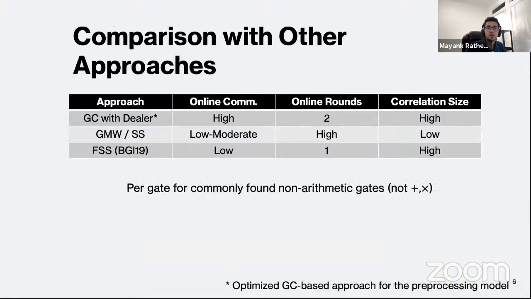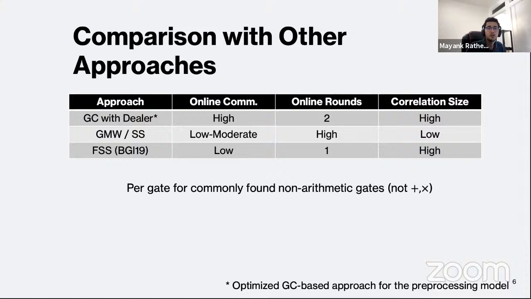So how well does this compare to other approaches for 2PC with pre-processing? For this table, I'd like you to think of some commonly found non-arithmetic gates, something more complex than a typical addition or multiplication. In the first row, we have garbled circuits adapted to the trusted dealer model. With this approach, you have high online communication and a high correlated randomness size.